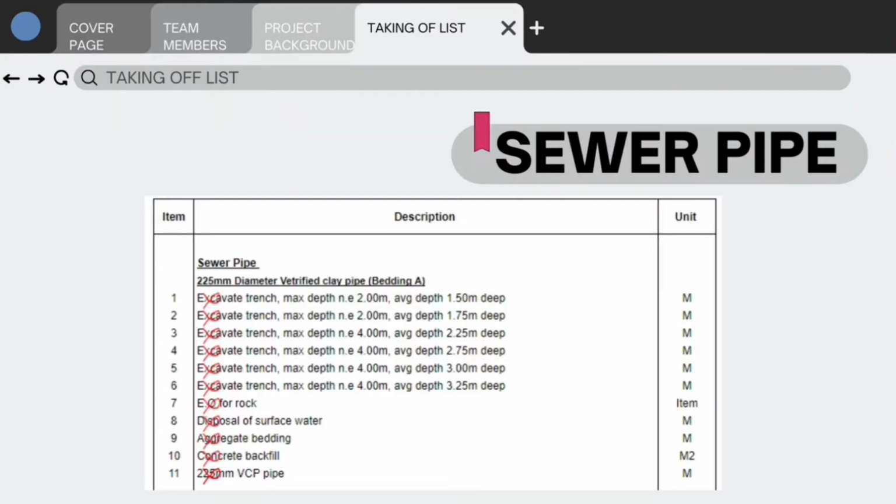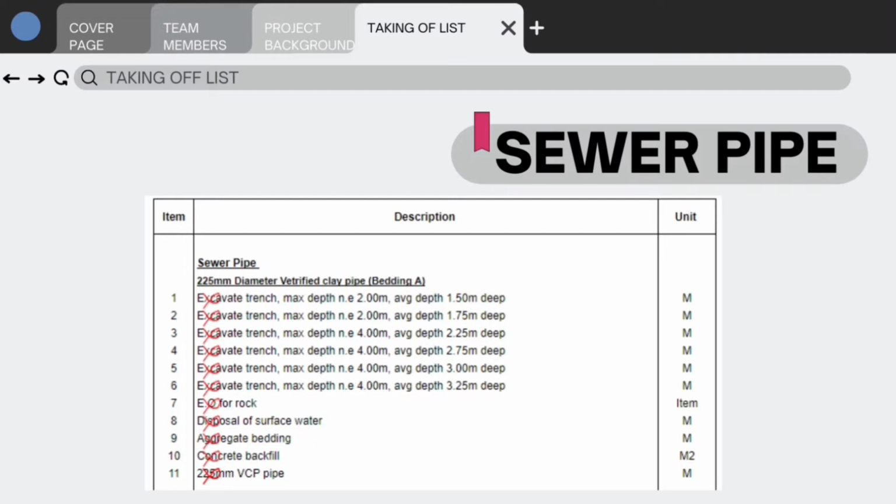This is the taking off list for the sewer pipe. The pipe used for this proposed project is 225 mm diameter vitrified clay pipe, class A bedding. Number 1. Excavate trench maximum depth not exceeding 2 meter, average depth 1.5 meter deep. Number 2. Excavate trench maximum depth not exceeding 2 meter, average depth 1.75 meter deep. Number 3. Excavate trench maximum depth not exceeding 4 meter, average depth 2.25 meter deep. Number 4. Excavate trench maximum depth not exceeding 4 meter, average depth 2.75 meter deep.